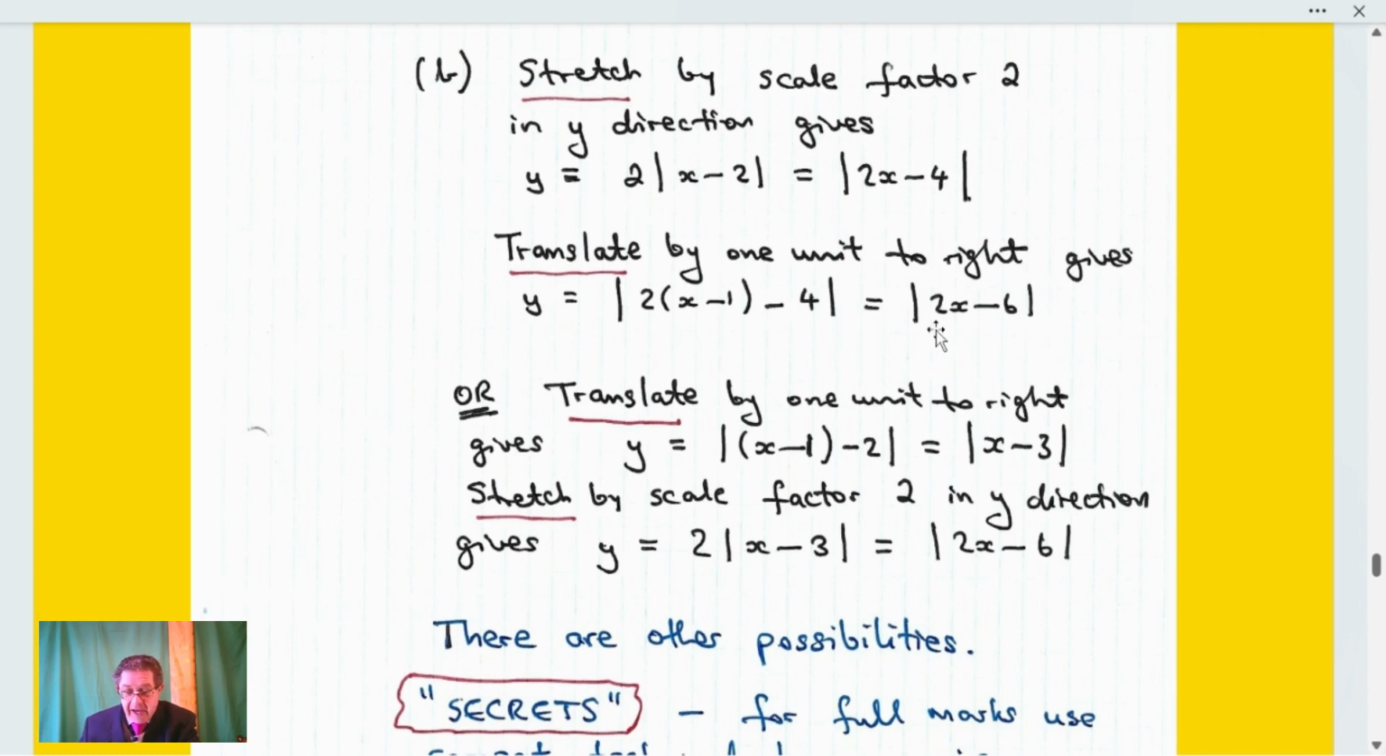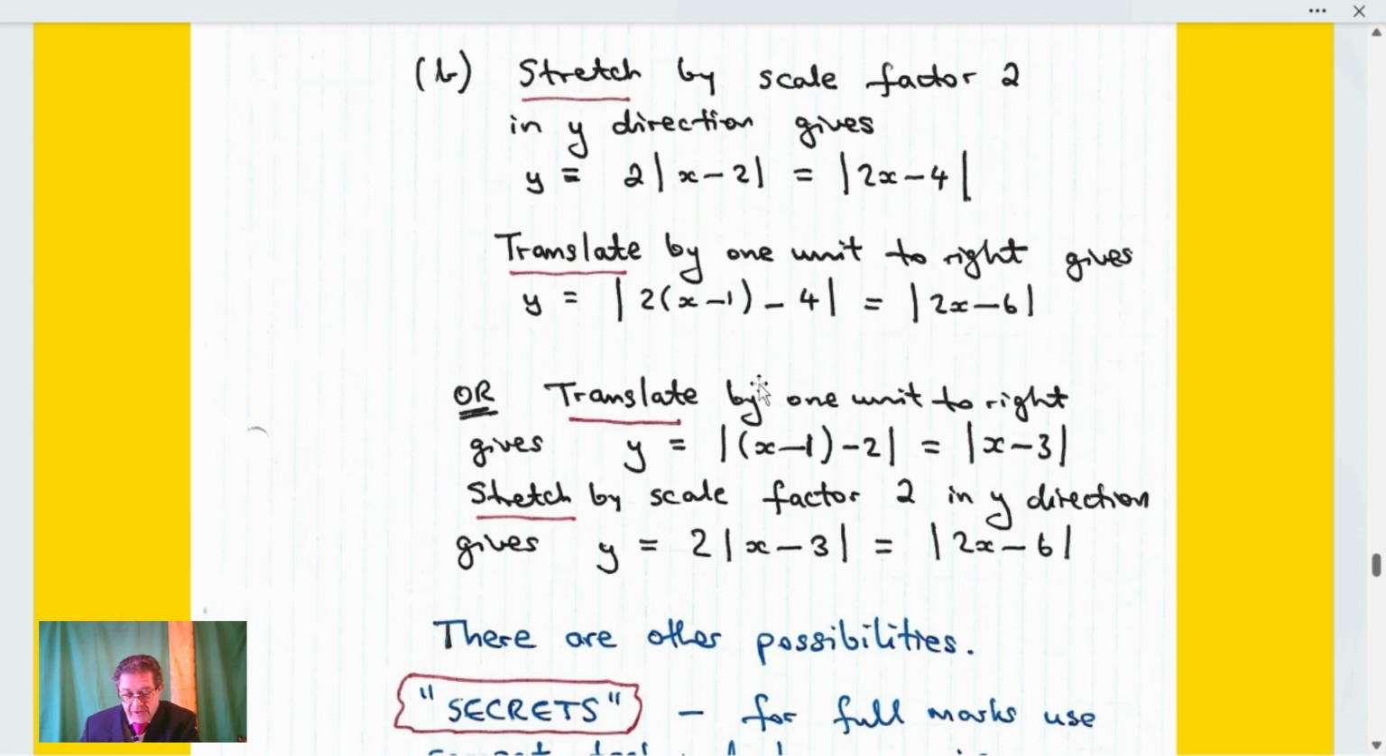You could alternatively have done these things in the other order. First of all, translate one unit to the right, and then stretch by scale factor 2 in the y direction. There's a third possibility here. You could have done a stretch in the x direction. I've not listed that, but that also is fine as an answer.